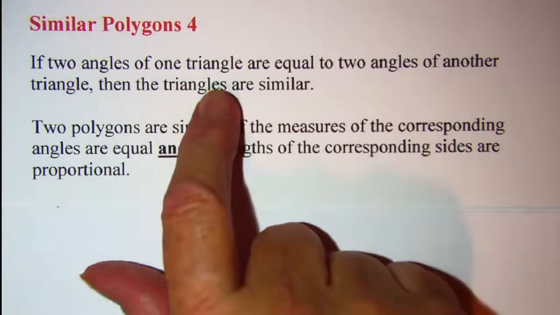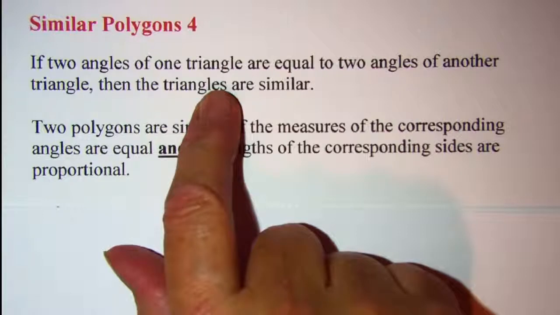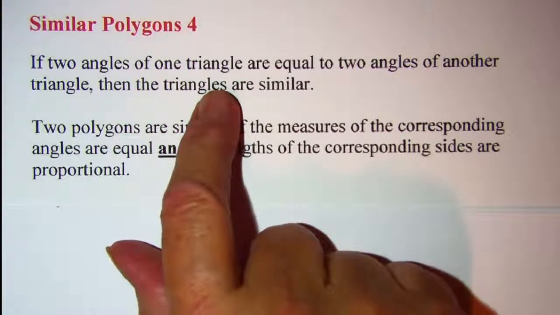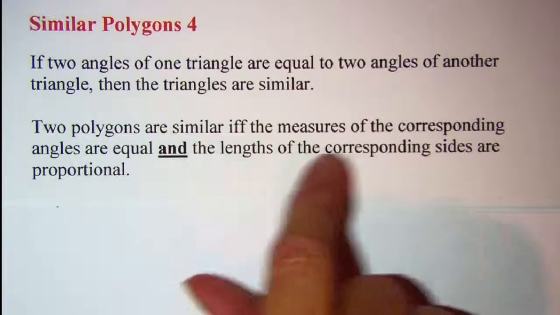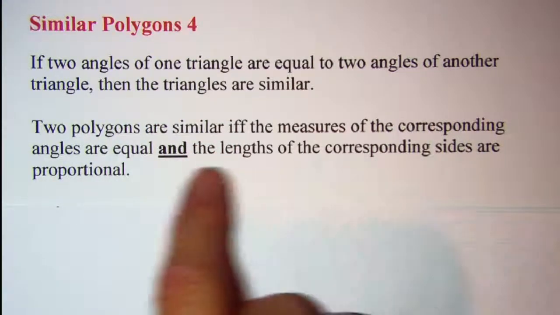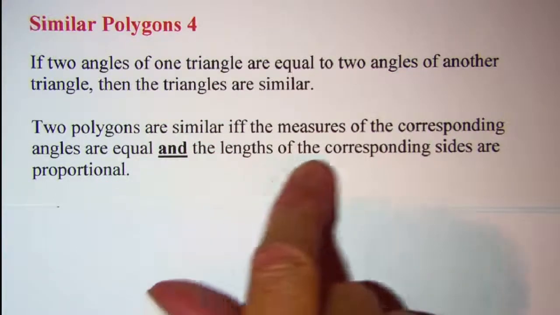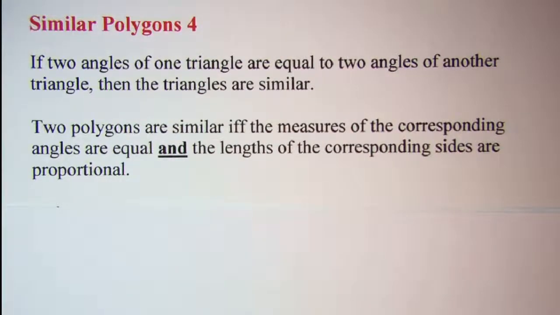So we'll first state that we have similar triangles, and then we'll use the fact that the triangles are similar to set up a proportion to find any missing sides for our triangles.